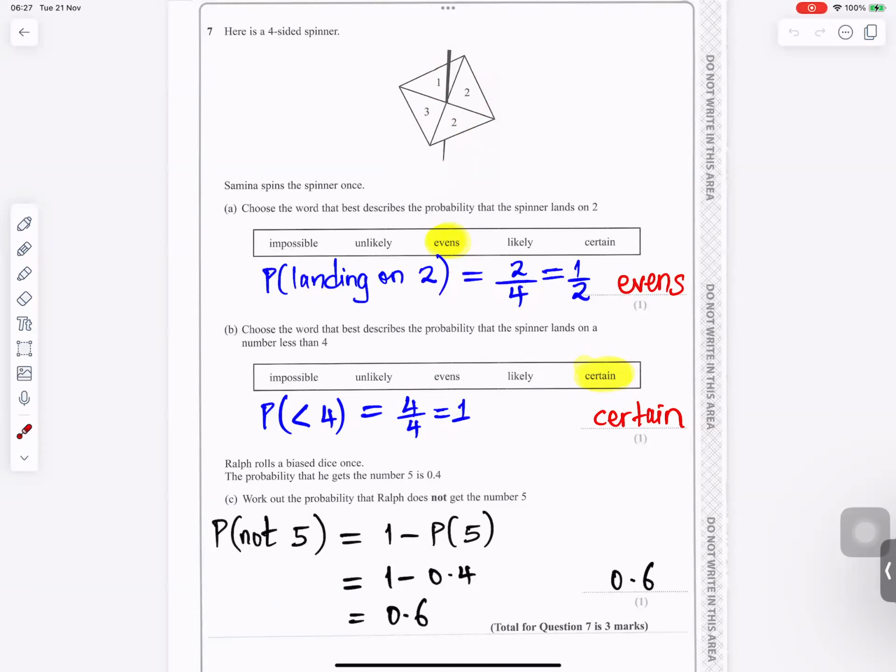Work out the probability that Ralph does not get the number 5. Either you get 5 or not 5. So the two probabilities add up to 1. So probability of not 5 is 1 minus probability of getting a 5. 1 minus 0.4, which gives you 0.6.